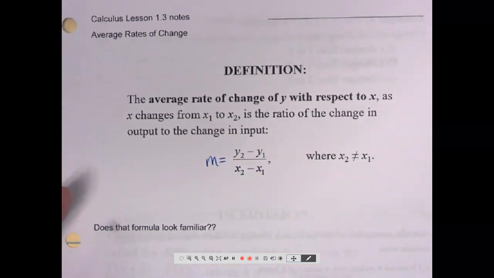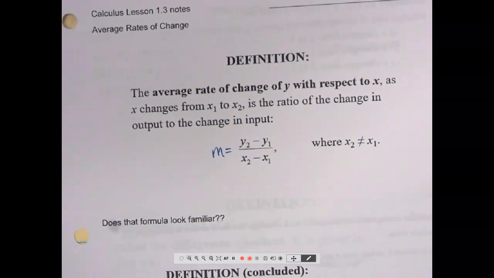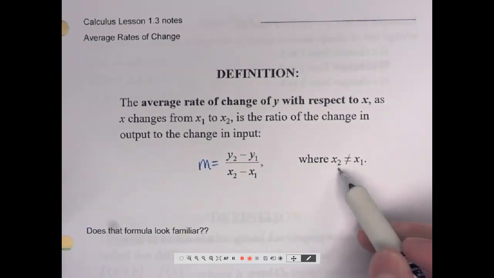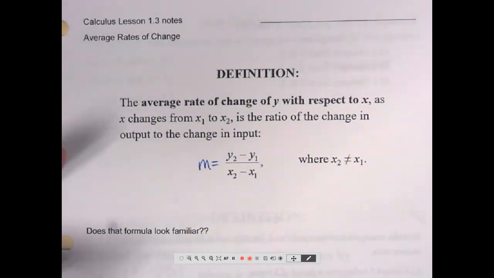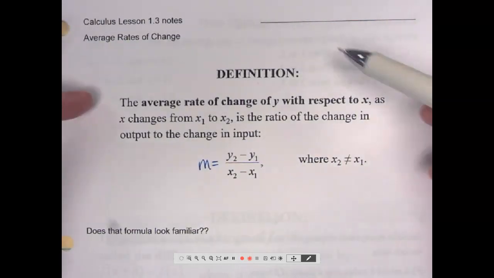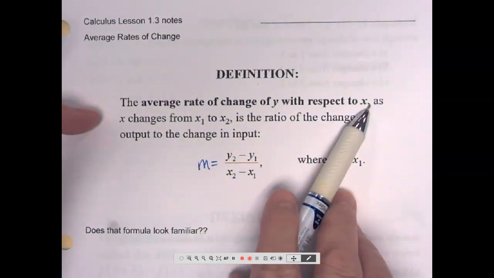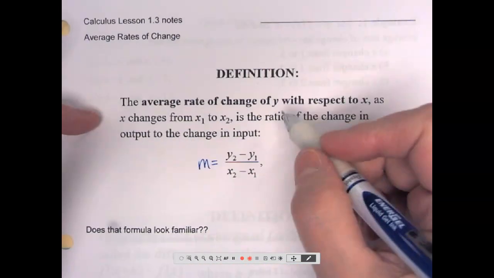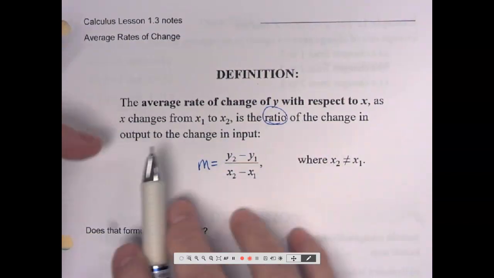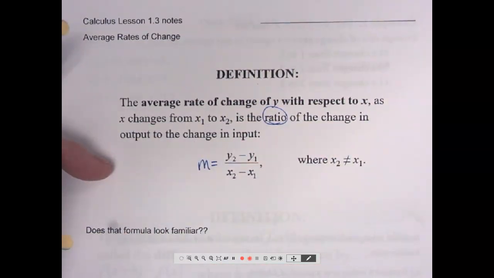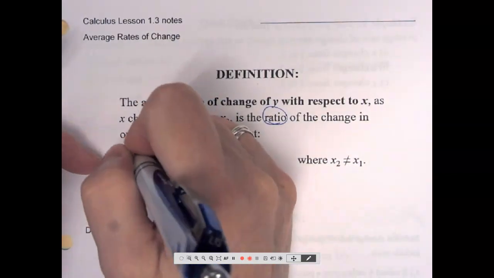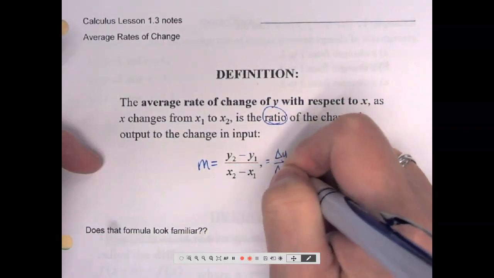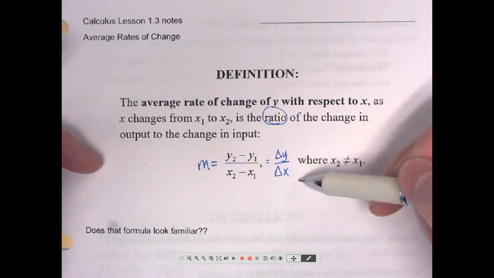So slope is y2 minus y1 over x2 minus x1, where both of these can't be the same number because then that gives us a slope that's undefined. Okay, so the average rate of change of y with respect to x as x changes from x1 to x2 is the ratio, anytime you hear ratio, think fraction, of the change in output to the change in input. Sometimes for change in output, we call this delta y over delta x. So change in y over change in x.